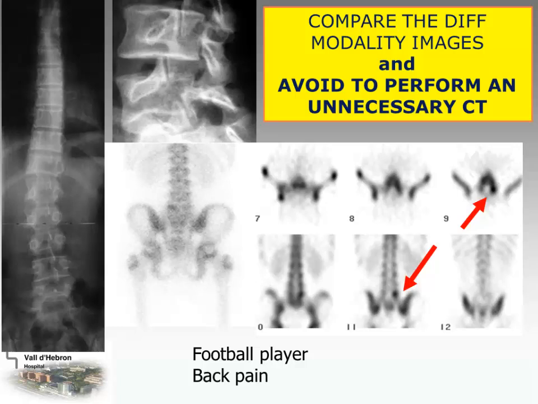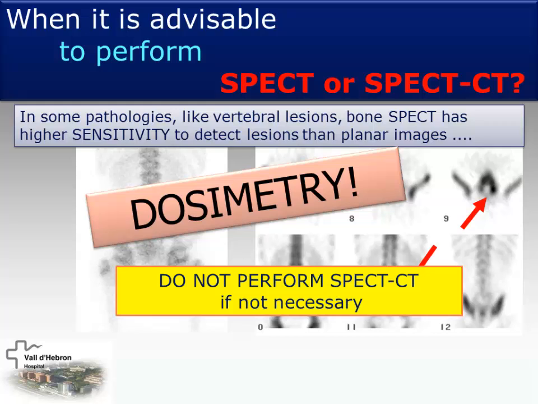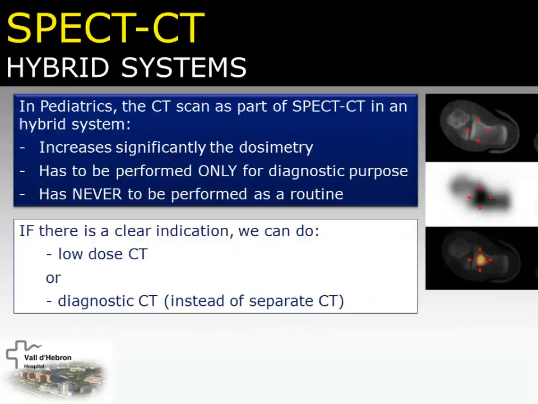For example, in this case of spondylolysis, it was a football player. There's a back pain, as explained before. Spondylolysis is very frequent in this kind of teenagers, and we can see on the planar X-ray that the lesion is very congruent with our findings. Then do not perform SPECT-CT if not necessary, and this is due to the dosimetry.